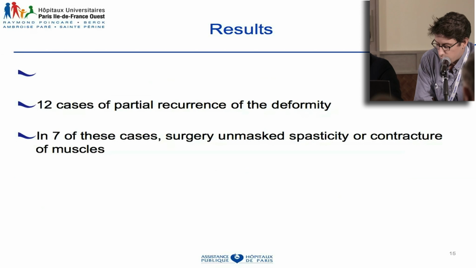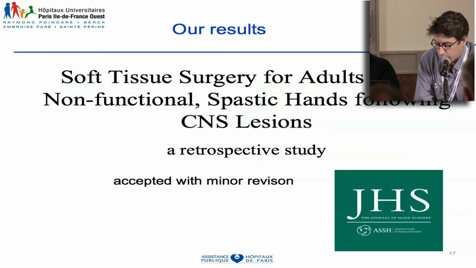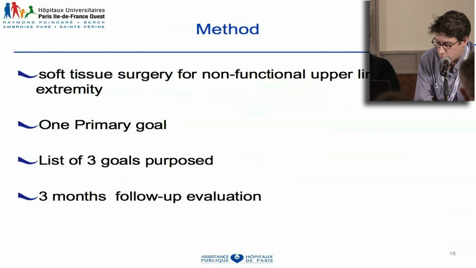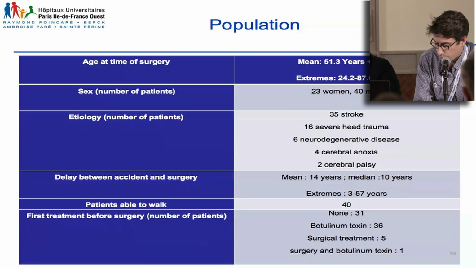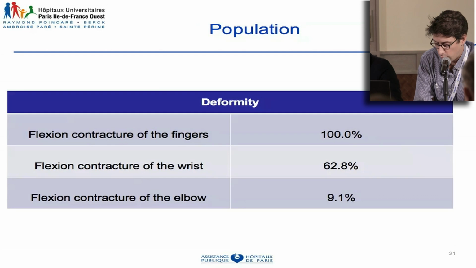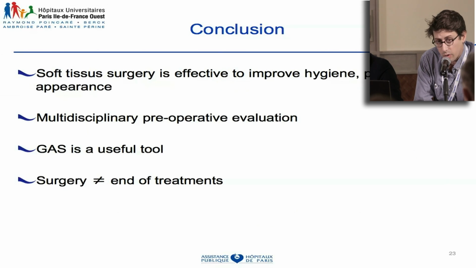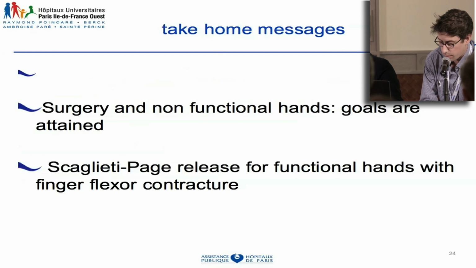In 12 cases, partial recurrence of the deformity occurs, and 8 cases were managed by surgical revision, 4 through a non-surgical approach. In 7 of these cases, surgery unmasked spasticity or contracture of muscles, which required further intervention. 3 were managed by surgical revision, and 4 through a non-surgical approach.